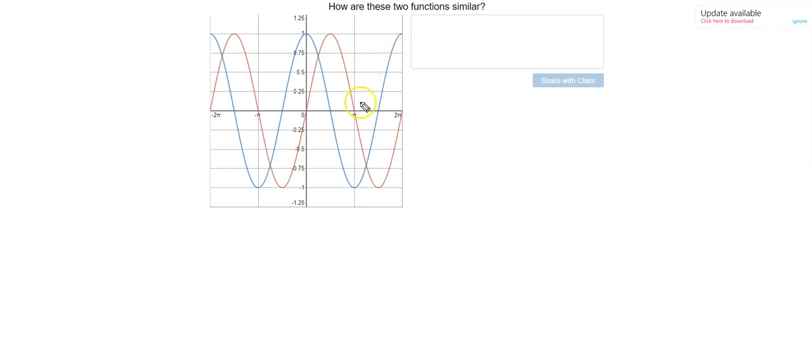And how are they similar? Well, they're similar in many ways. They both have the same, they don't go lower than here, they don't go higher than here, both of them. So they have the same lowest and highest points, or maximum and minimum. They both would go on forever in either direction. They both have the same length until they repeat themselves.